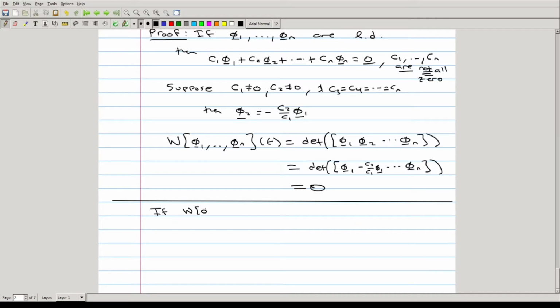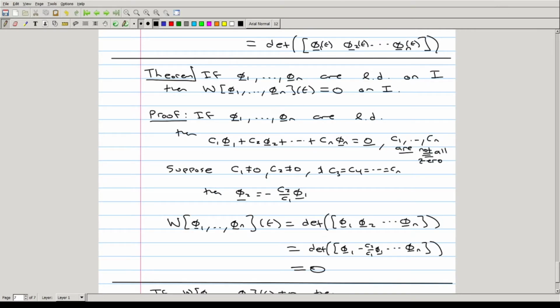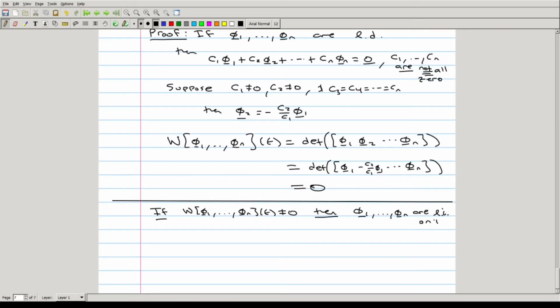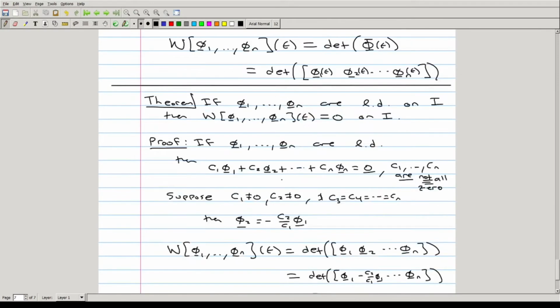the Wronskian is non-zero, then these functions are linearly independent on the interval I. And this is the contrapositive of the previous theorem. So both of these are important for us.